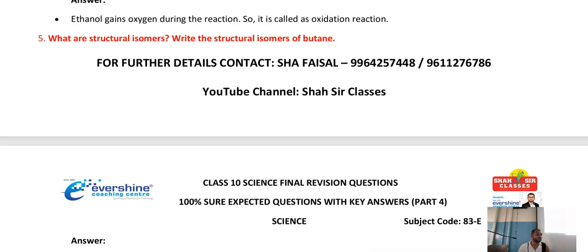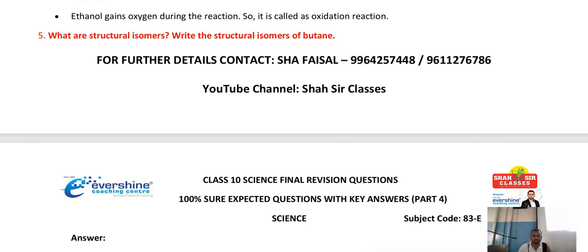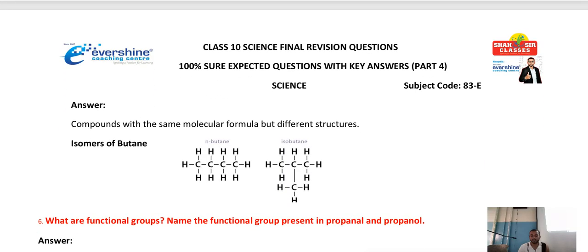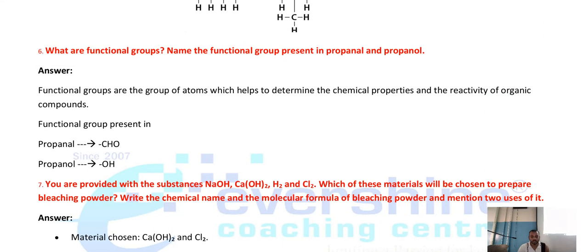Next question. Even this we have discussed, right? In the structures. Remember, what is isomerism? What are structural isomers? The structural isomers of butane, and structures of butane and pentane also we have discussed. What are functional groups? Name the functional group present in propanal and propanol.